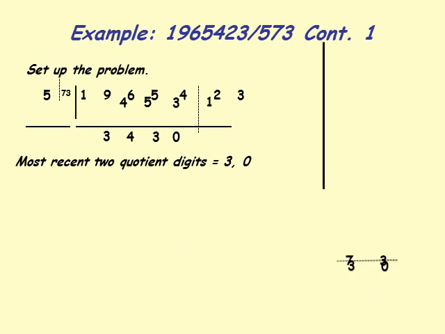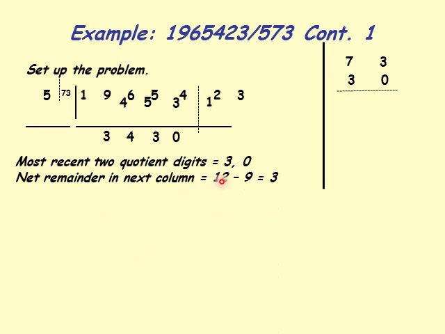Okay, and this is the adjustment multiplication setup. So we get 7 times 0 plus 3 times 3. 7 times 0 is 0. 3 times 3 is 9. So the adjustment is 9. So in the next column we do have a net remainder: 12 minus 9, which is equal to 3.